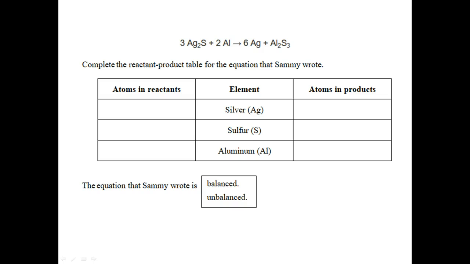Use the same equation for the chemical reaction to complete the reactant product table for the equation that Sammy wrote. Fill in each box to make the table complete. Finally, the equation that Sammy wrote is balanced or unbalanced. Circle the correct term to make the statement true.